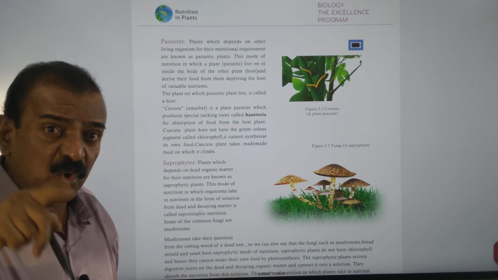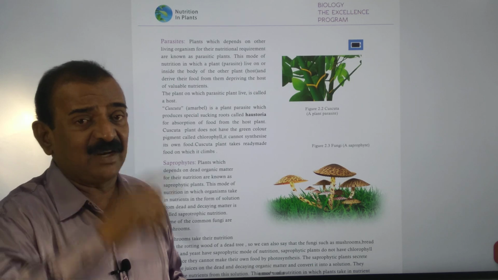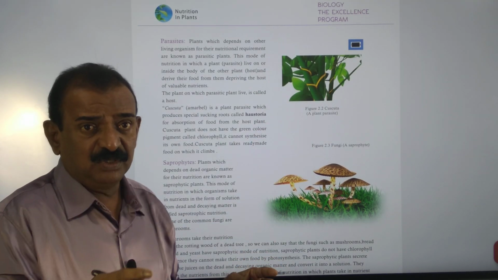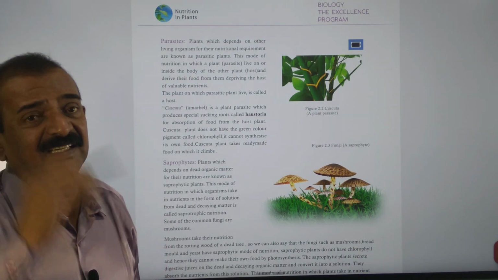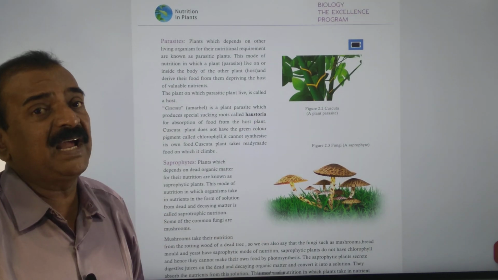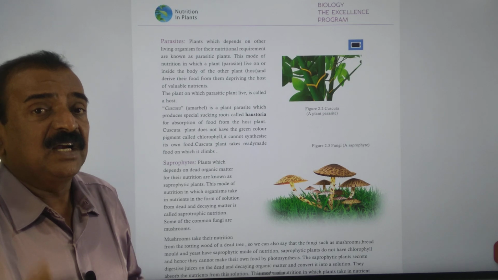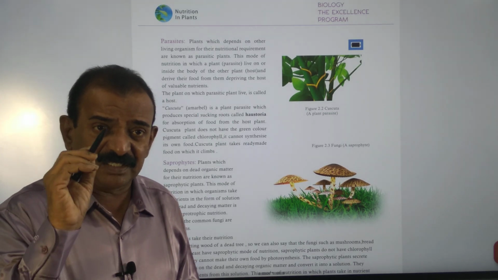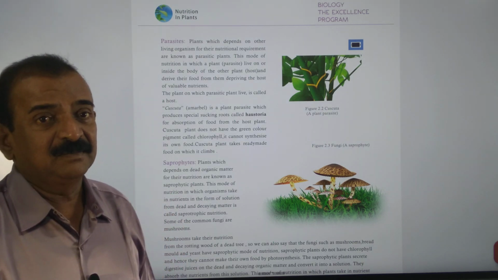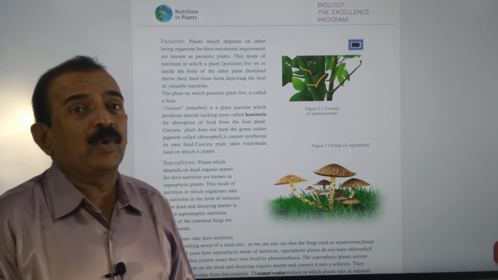Children, here you are observing a twining plant which grows and twines around the branches. It is a parasitic plant. That plant is called dodder or cuscuta. Cuscuta is a parasitic plant, and it is a twining plant.